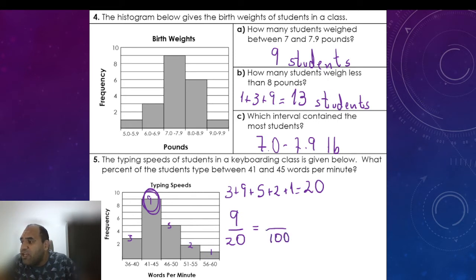Guys, remember fractions? Mister, I don't like fractions. Guys, fractions are amazing. Remember, which number times 20 equals 100? Mister, I don't know. Okay, which number times 2 equals 10? 5. Okay, times 5. 20 times 5 is 100. Then you need the same thing here. 9 times 5 is 45.